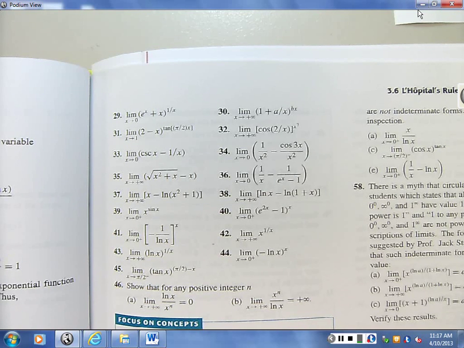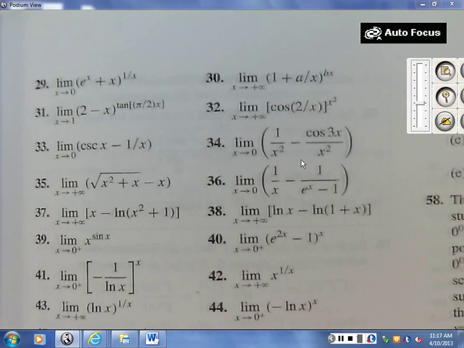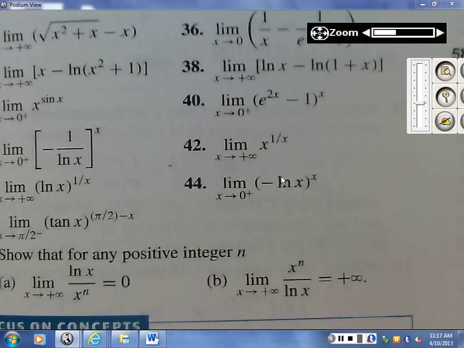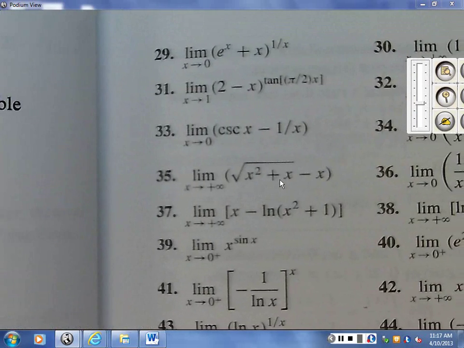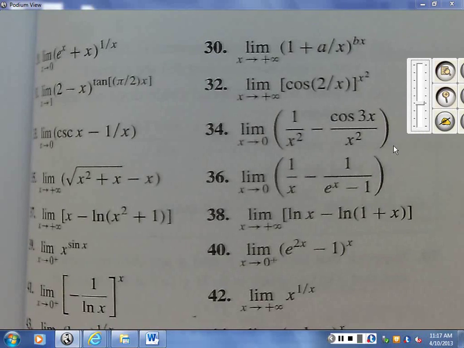In this case, I have x to the sine of, let's see if I can zoom in here. Can you guys see this? For 34, couldn't you just combine those over x squared? Yeah, you could find a common denominator, yeah, you can combine them. So I have 1 minus cosine of 3x over x squared.